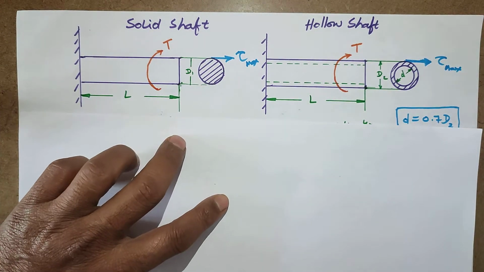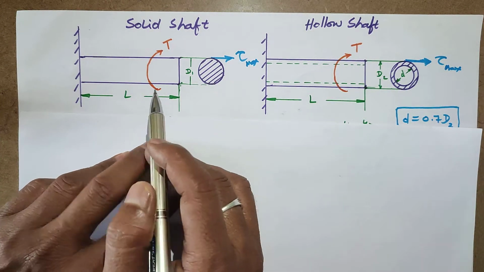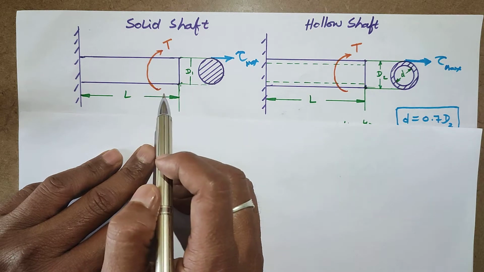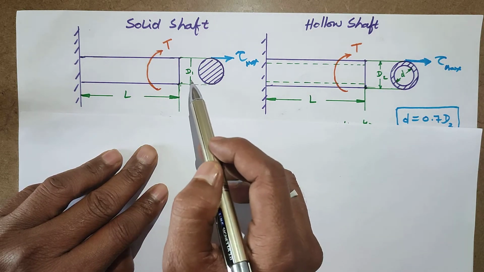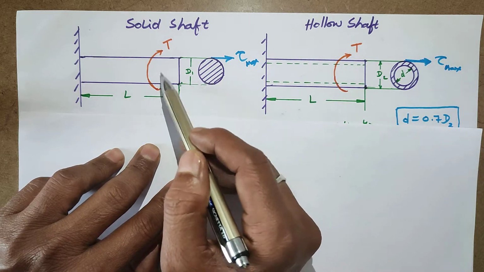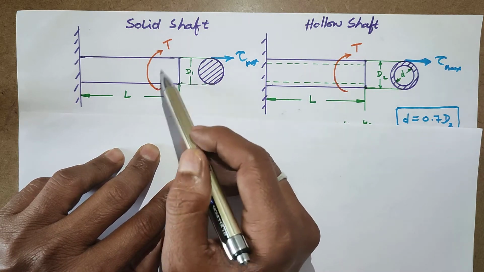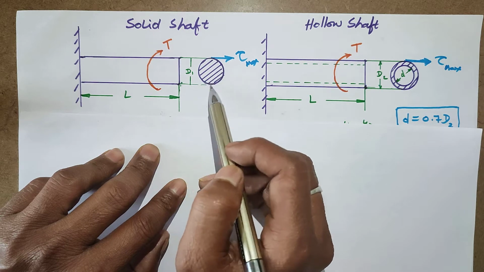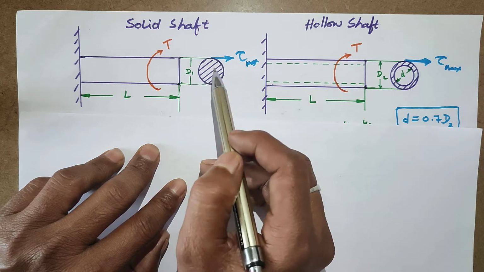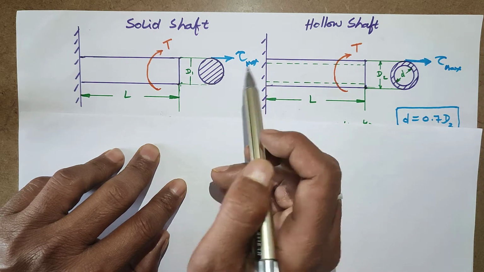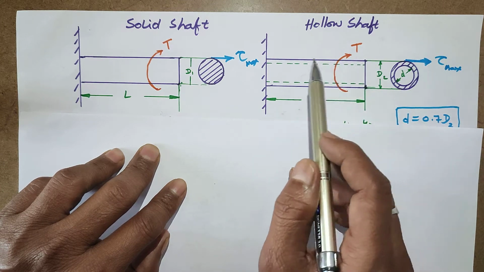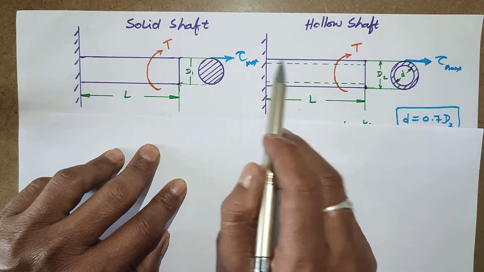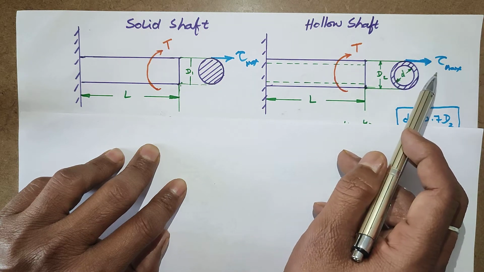So these are the two shafts. Case 1 is the solid shaft having length L, diameter D1, and it is subjected to torque T. Due to this torque, the maximum shear stress is at the outer layer of the shaft, that is tau maximum. And this is the hollow shaft. It is subjected to the same torque and it develops the same maximum shear stress.